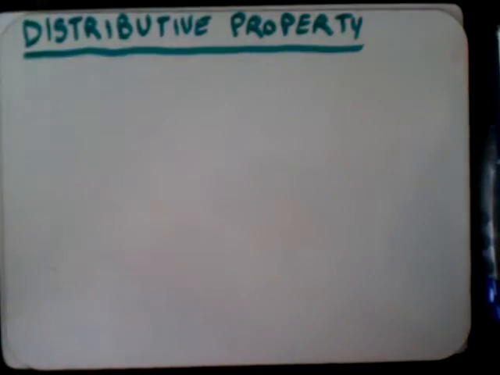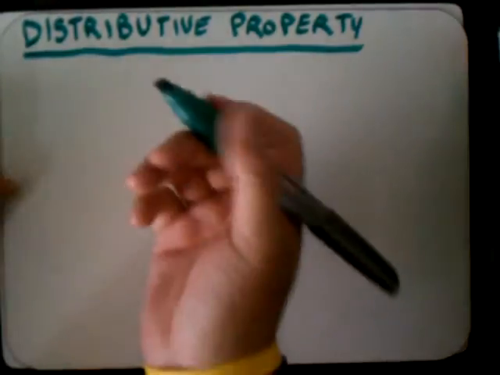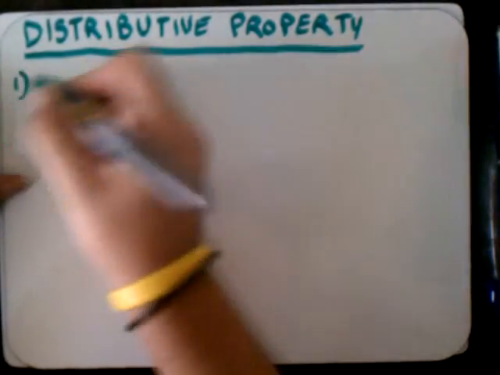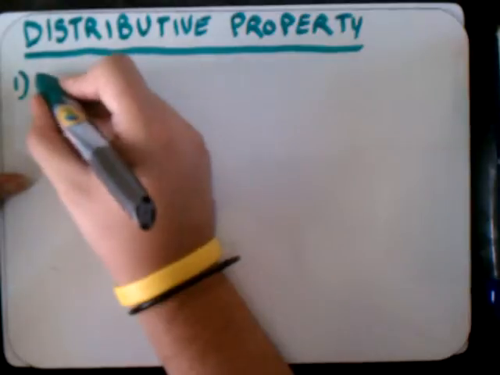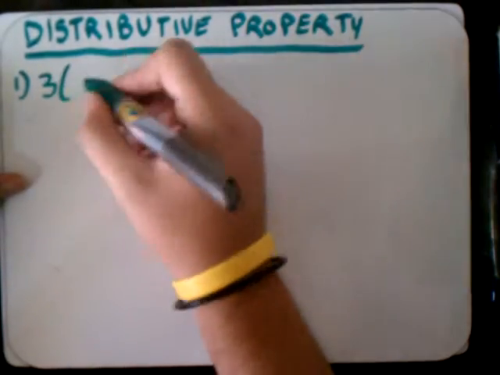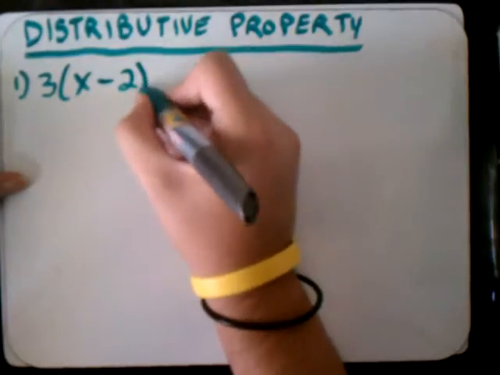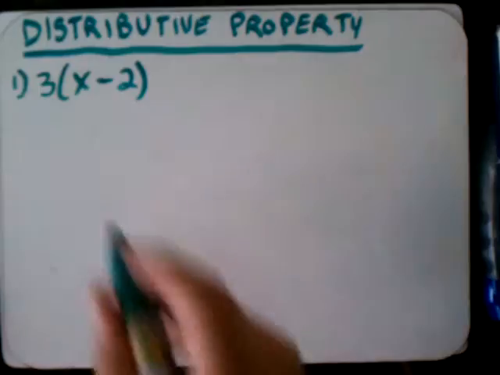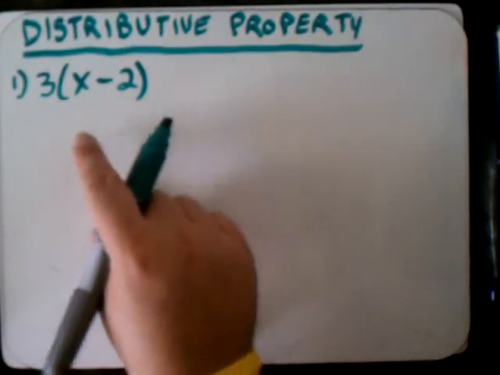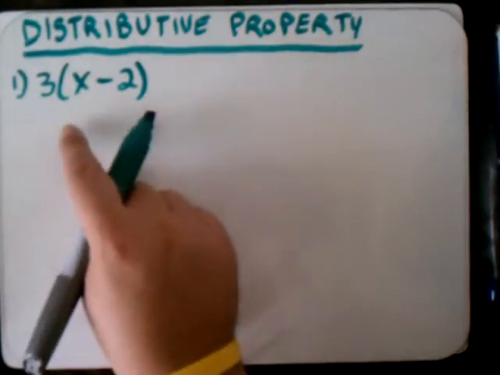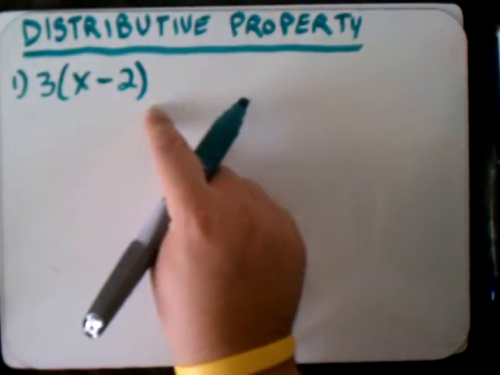Hello, today we're going to work with the distributive property and we're going to do some basic examples. Example 1, in this case, is going to be 3 times (x minus 2). The only thing you have to do here, since it doesn't have an equal sign, is multiply and basically just simplify it.